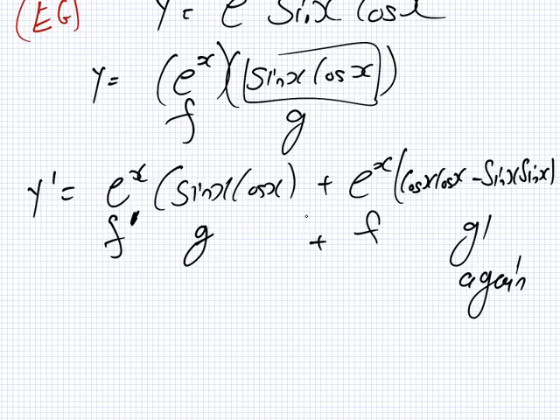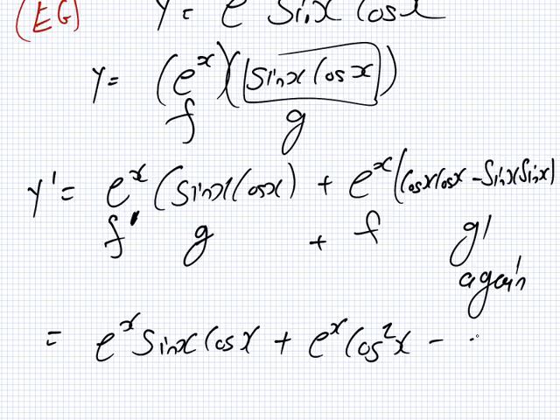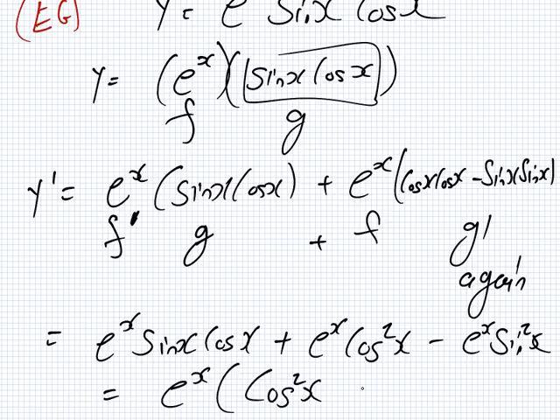So what if we have something instead of the e that doesn't stay the same? It's the same idea. So this will be e^x sin x cos x plus e^x cos squared x minus e^x sin squared x, which will be e^x times cos squared x plus sin x cos x minus sin squared x at the end. Why is the minus? Because the derivative of cos is minus sin.